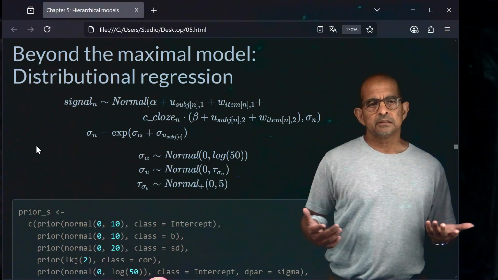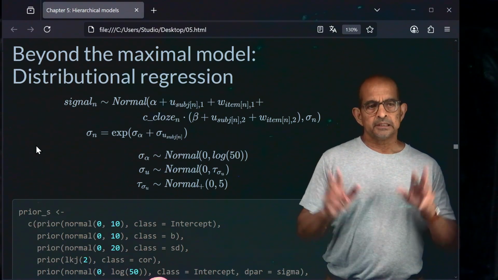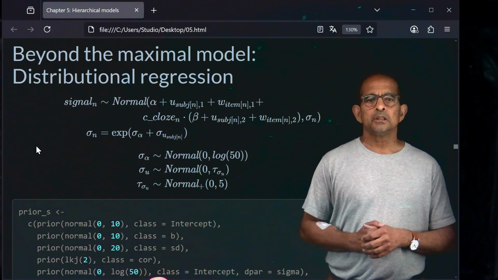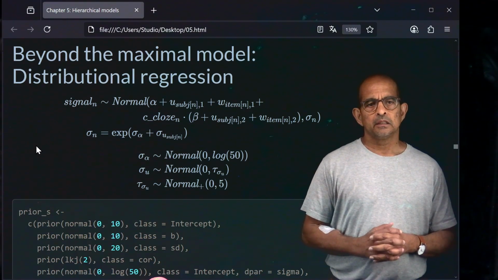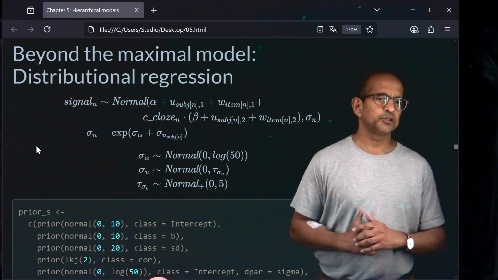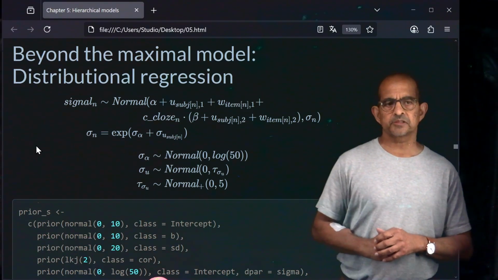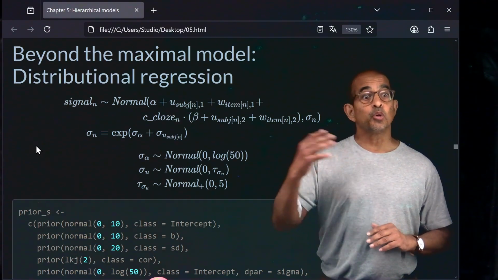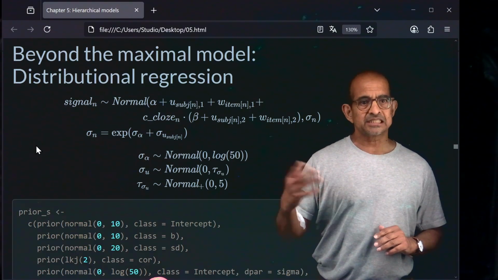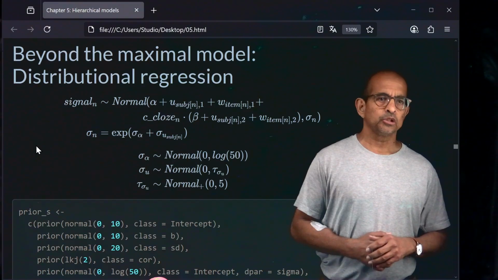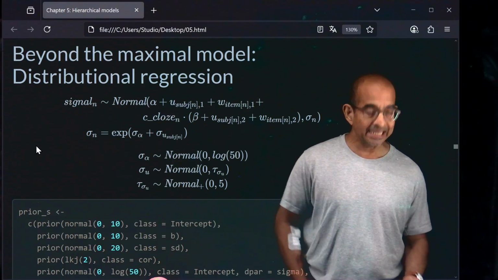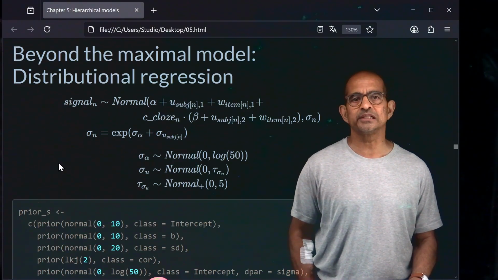We just looked at the maximal model in the terminology of Dale Barr et al., where you've got varying intercepts and slopes for subjects and for items, and you assume a potential correlation between the varying intercepts and slopes. But you could go even further. This is not possible to do, what I'm about to show you. This you cannot do using the LME4 syntax in the frequentist models.